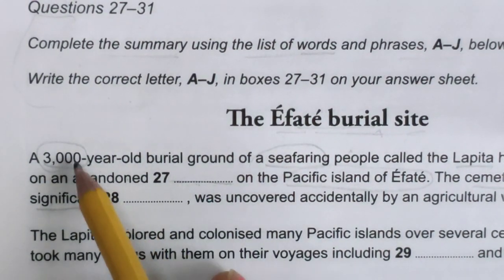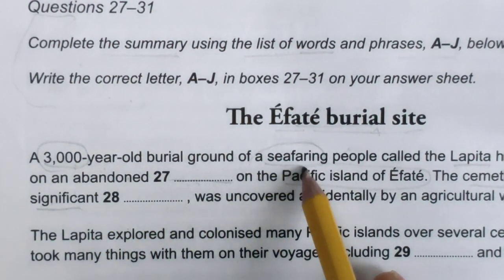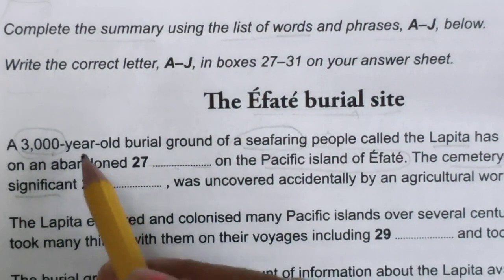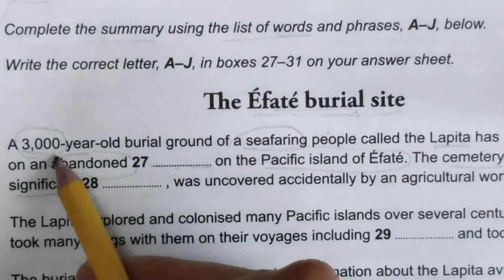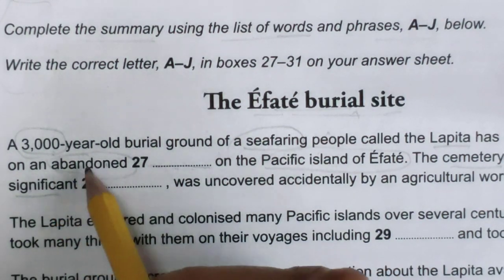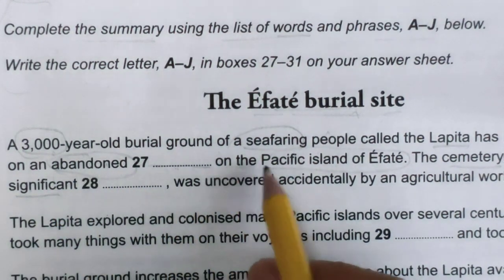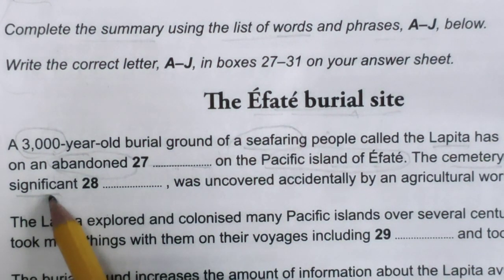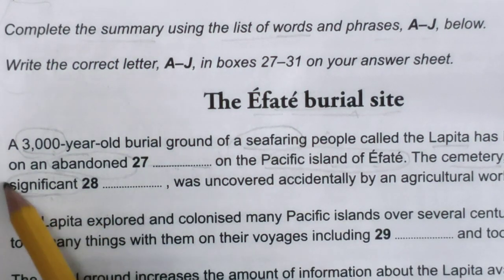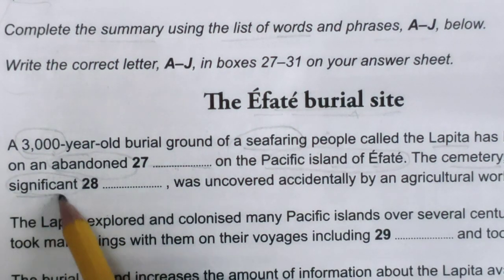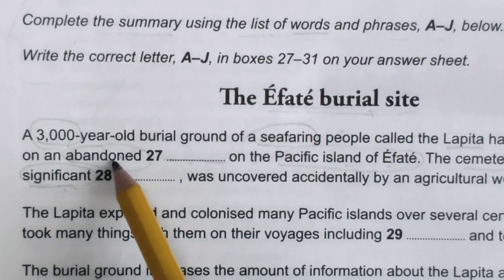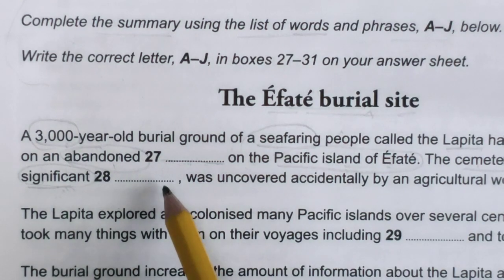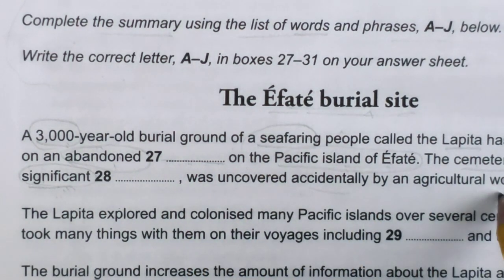The question was: a 3000-year-old burial ground of a seafaring people called Lapita has been found on an abandoned Pacific island. Abandoned means an open, empty place. Significant we also found, but instead of significant they have written important over there. The cemetery, which is significant, was uncovered accidentally by an agricultural worker.